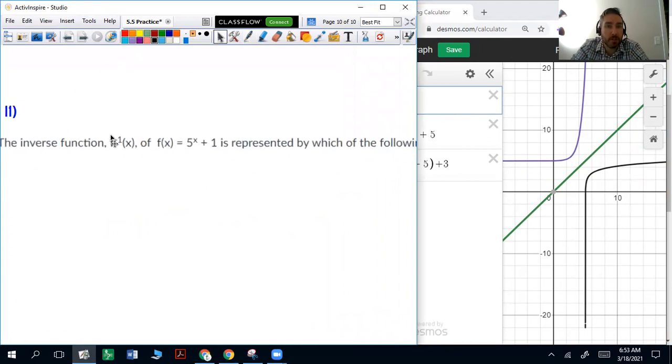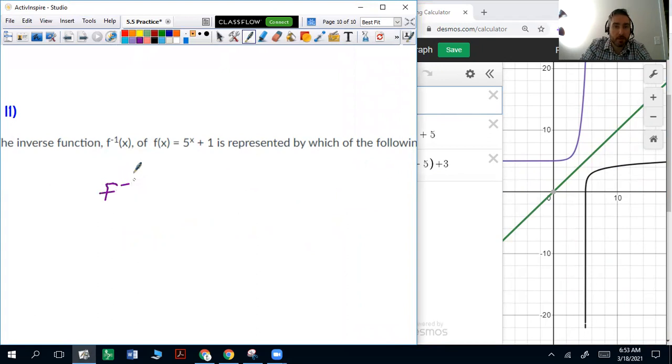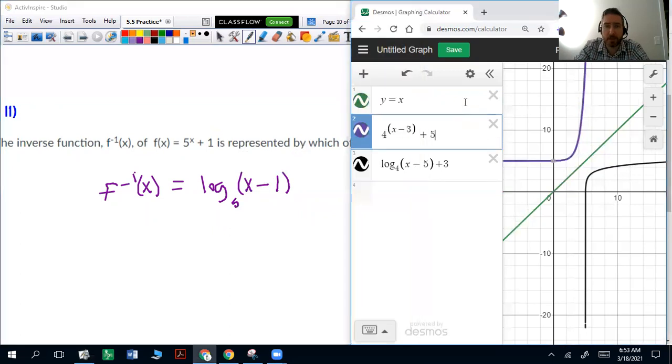And question 11, last one. The inverse function of 5 to the x plus 1. So 5 to the x plus 1. So inverse, log base 5. And you have a plus 1 on the outside, so you're actually going to have a minus 1 in the parentheses. But you don't have anything up here. So it doesn't look like any other movement's going to happen.